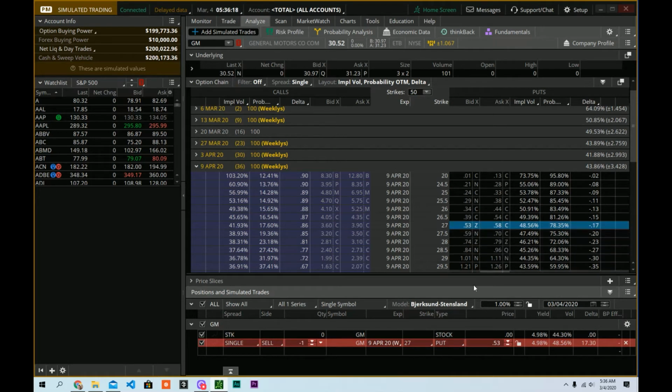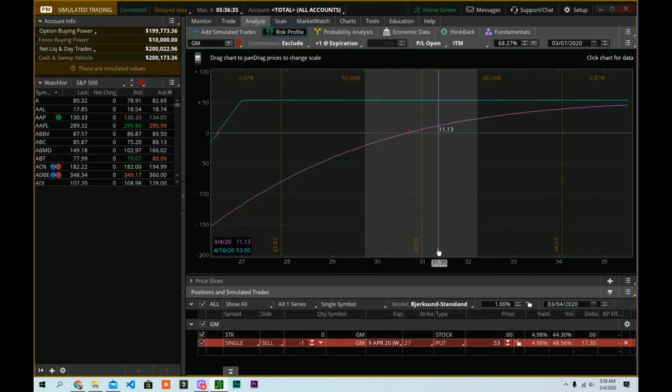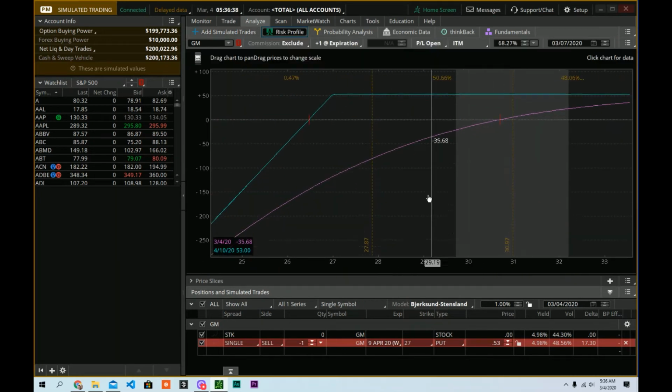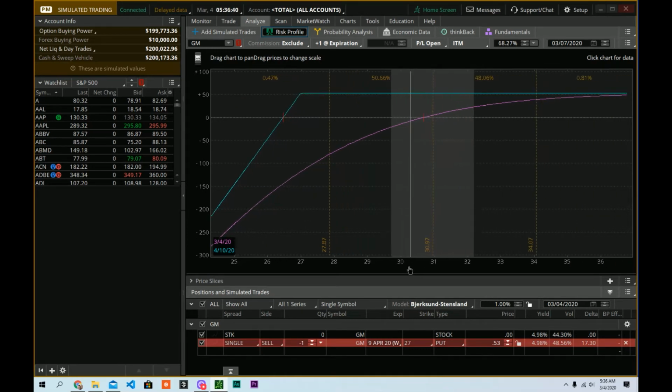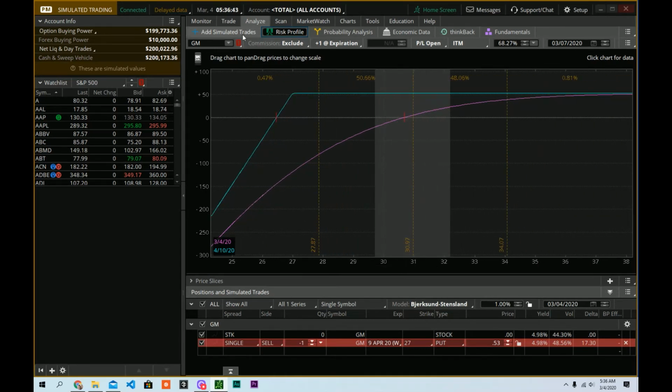that's going to put in a simulated order here of one contract to sell a put with this 36 days to expiration on GM, right? So short put. So let's take a look at the risk profile for this. Okay, let's scroll this way. All right, and that's a little wide. Okay, so where is the current price? 30.52. I'm not sure why there's no mark here. That's a little weird.